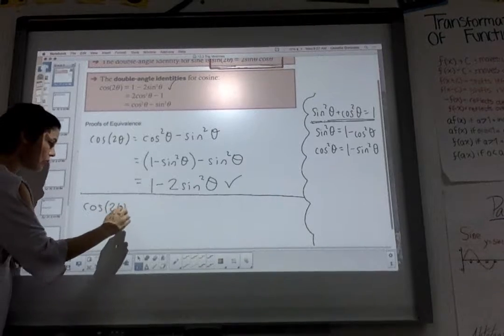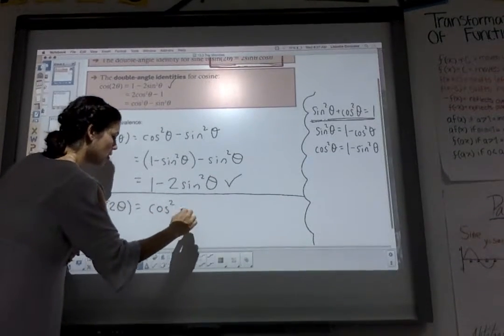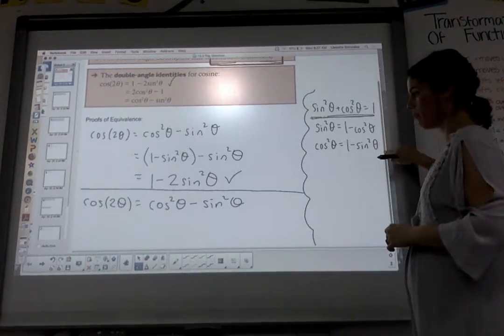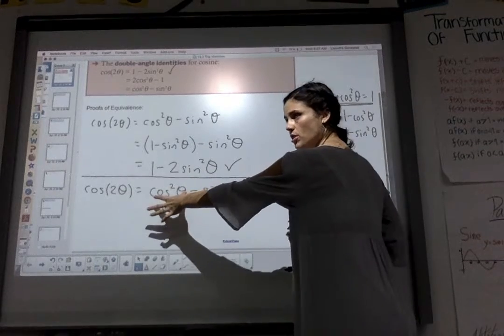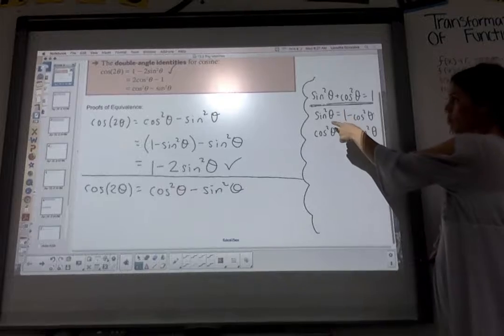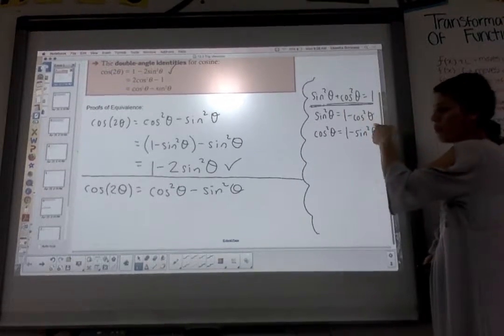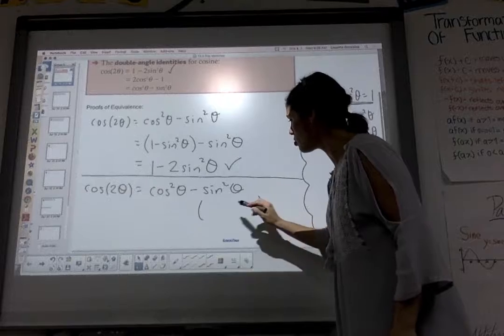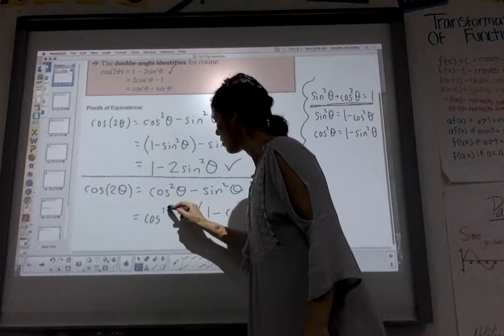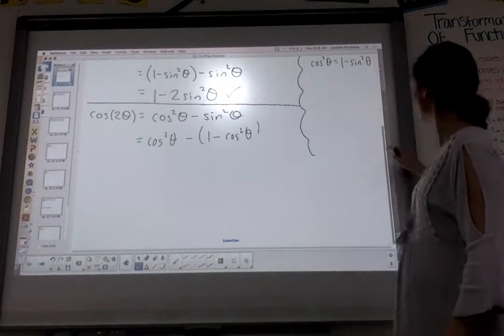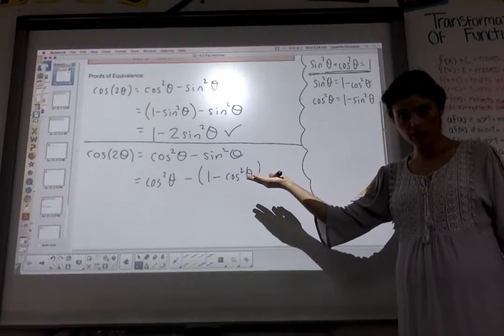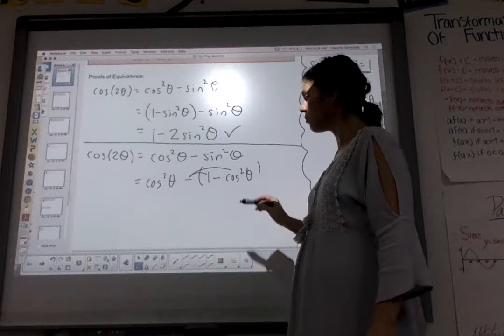Starting again from scratch. The fact that cosine squared theta minus sine squared theta is the double angle formula for cosine. Now instead of replacing the cosine squared, I'm going to replace the sine squared. Who do I replace sine squared with? 1 minus cosine squared. Yes. So right here, I'm going to replace this with 1 minus cosine squared. Everybody understand what's happening here? Yeah. And then you distribute the negative.